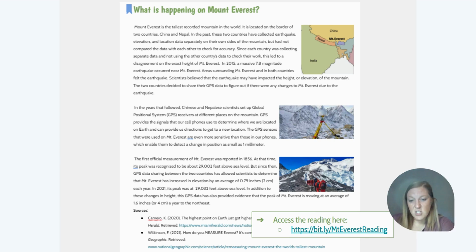In addition to these changes in height, this GPS data has also provided evidence that the peak of Mount Everest is moving at an average of 1.6 inches or 4 centimeters every year to the northeast. All right, take one more minute and jot down your notices and wonders from this last paragraph.